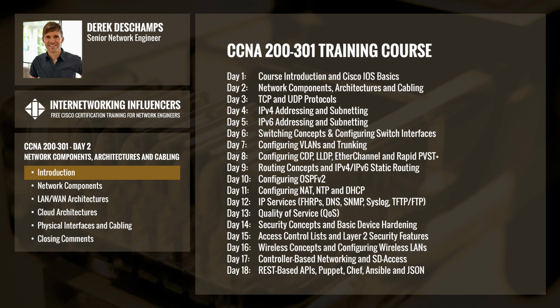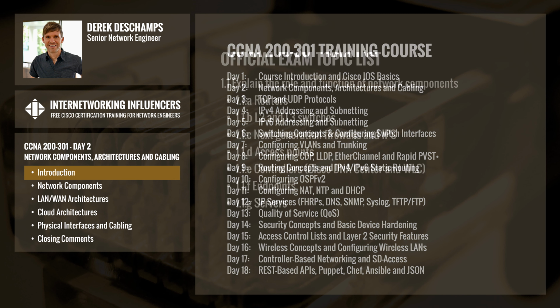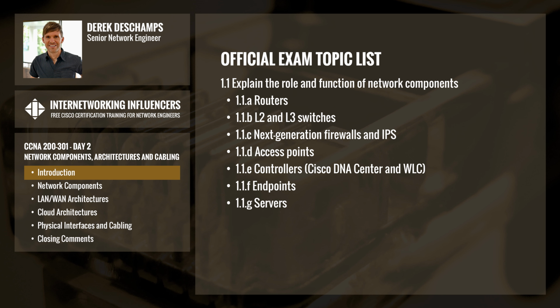Internetworking Influencers CCNA 200-301 training course is comprised of 18 videos, each focusing directly on a set of specific items on Cisco's official exam topic list. Today's episode will cover Item 1.1, explain the role and function of network components, including routers, L2 and L3 switches, next-generation firewalls and IPS, access points, controllers such as Cisco DNA Center and WLC, endpoints, and servers.